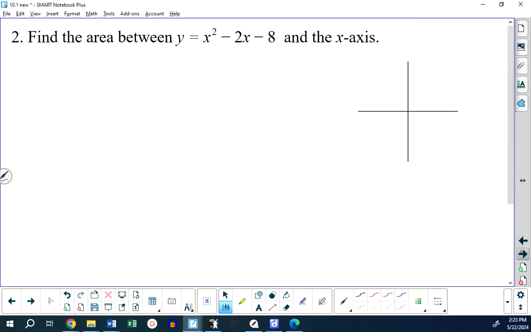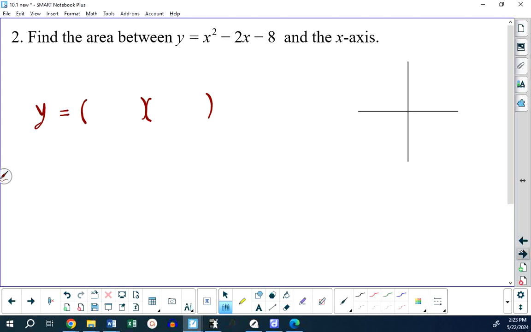All right, let's take a look at the next one. What is the area between x squared minus 2x minus 8 and the x-axis? So we need to look at what this looks like, which means we have to do a very brief Math 20-1 analysis of the structure of this function.